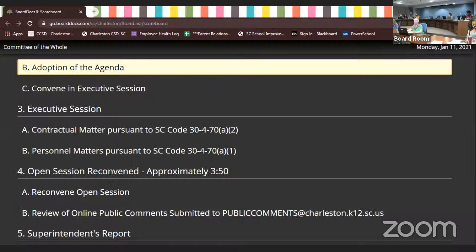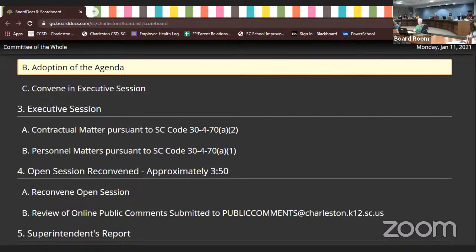I'm going to call the January 11th Committee of the Whole to order. Reverend Mack will be right here. So the first item on our agenda is the adoption of the agenda. Madam Chair, before we move to that motion, I'm not sure if it changed, but on my agenda, item 7D did not have a listing for whether it was information or action, and I wanted to make sure we clarify that before we adopt the agenda.